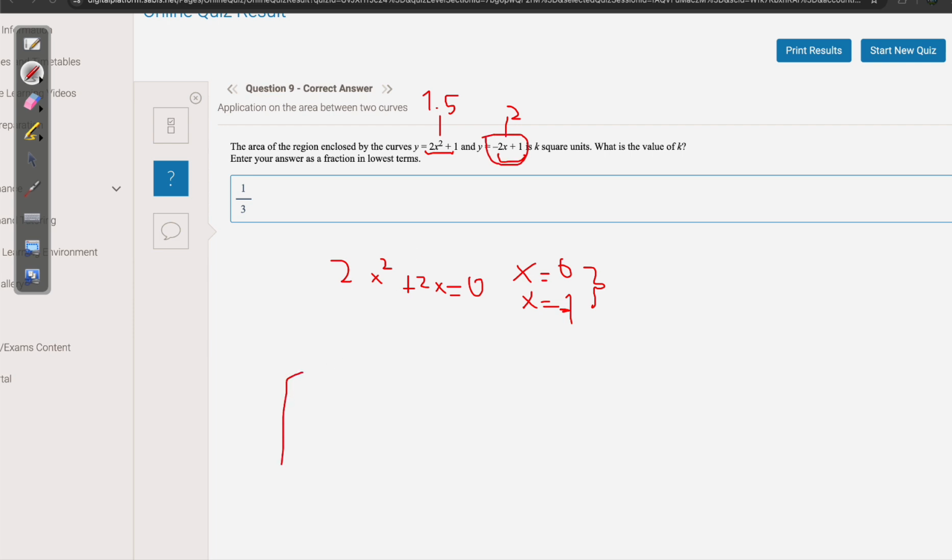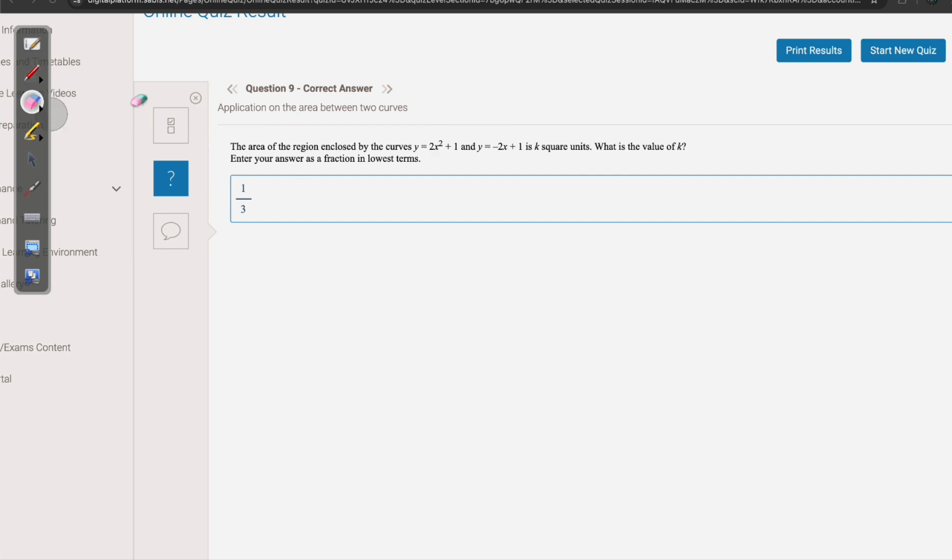So now what we're going to do is integrate from negative 1 to 0 negative 2x plus 1 minus 2x squared plus 1. Let me plug this into the calculator. Negative 1 to 0, negative 2x plus 1 minus 2x squared plus 1. You're going to get 1 over 3, which is what we have here.